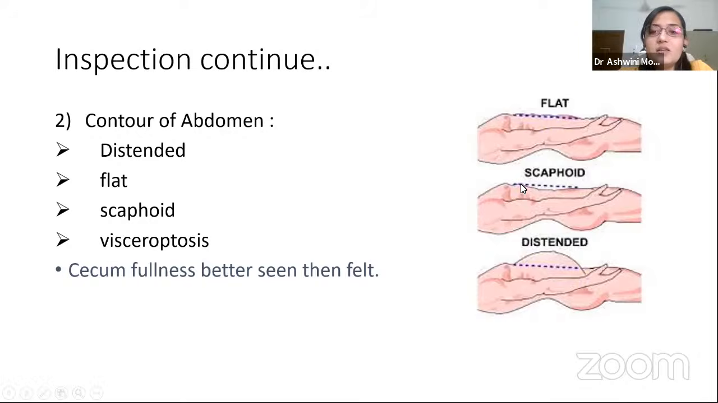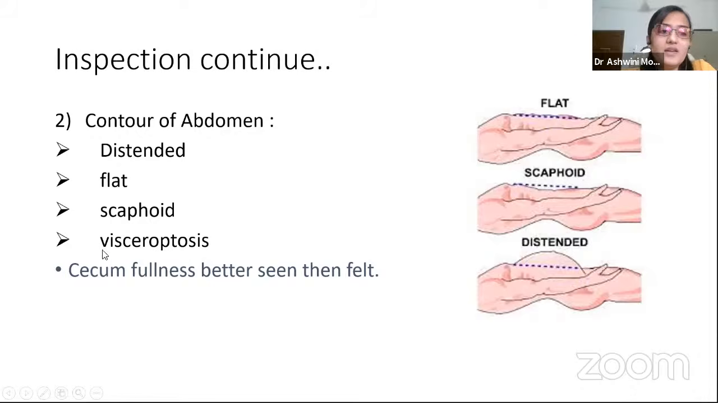Scaphoid abdomen you will usually see in normal to malnourished patients, like a TB patient or those who have any chronic condition, immunodeficiency, who have already lost lots of weight. They might have a scaphoid abdomen. Many normal people who have a lean and thin structure also have a scaphoid abdomen. Flat abdomen, usually all normal people have a flat abdomen.